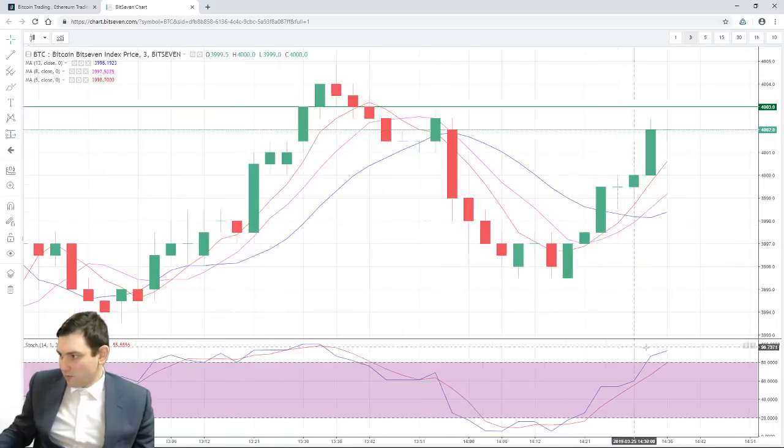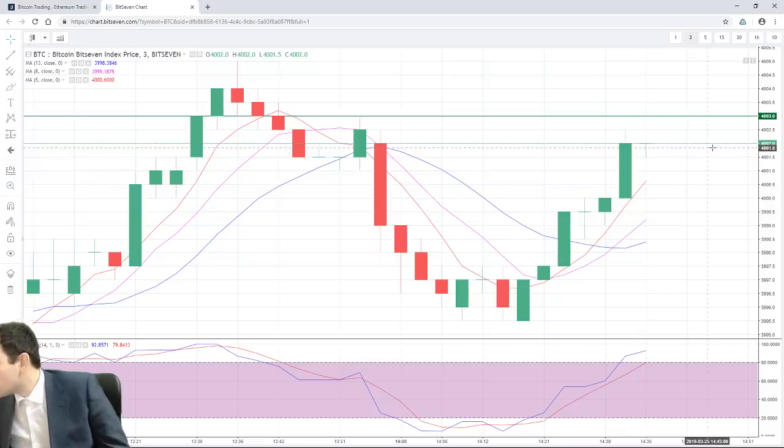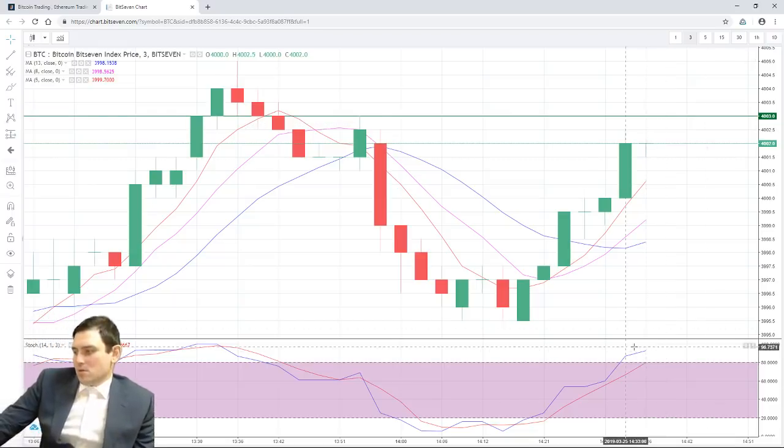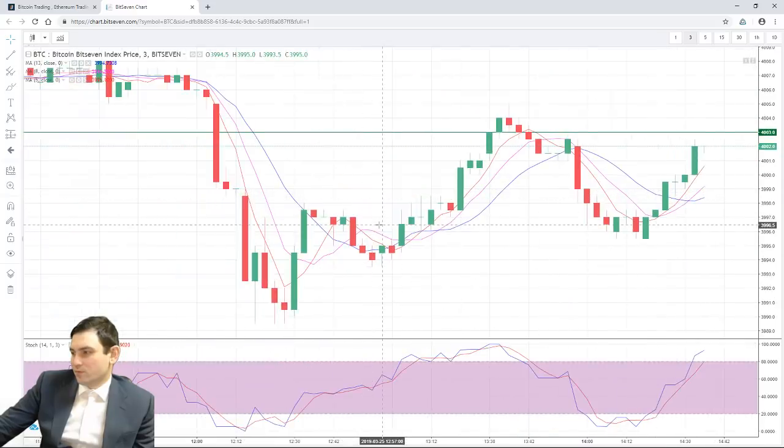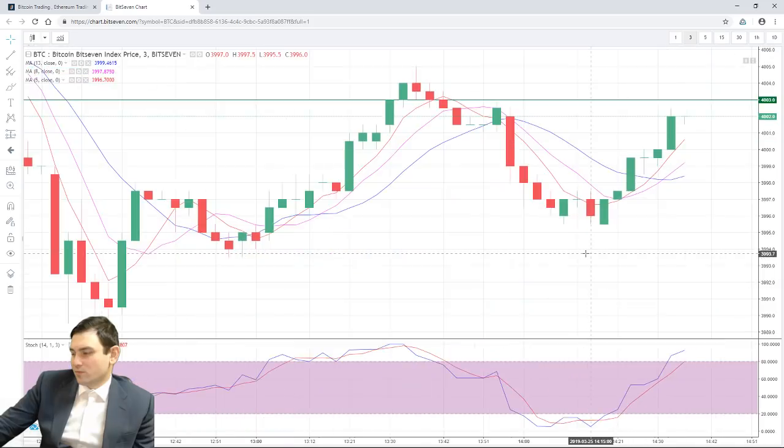So maybe, cold zone. It went to the zone of overbought. Let's wait a little bit.